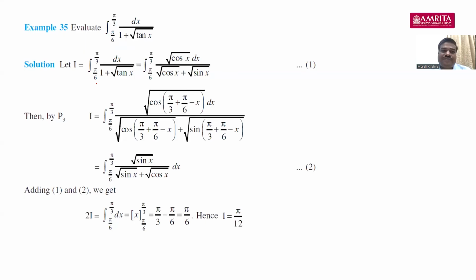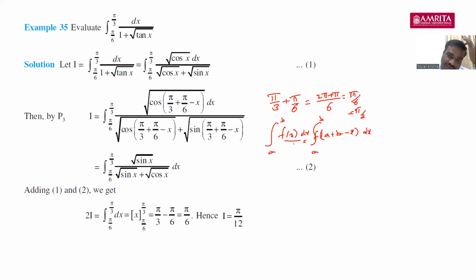And not only that, pi by 3 plus pi by 6, if you simplify, which is 2 pi plus pi, 3 pi by 6, which is nothing but pi by 2. Sum of these two terms. Actually, f of x is replaced with f of a plus b minus x in the property P3. In our integration, integral a to b f of x dx is equal to integral a to b f of a plus b minus x dx. This is our P3. You need to remember these properties.